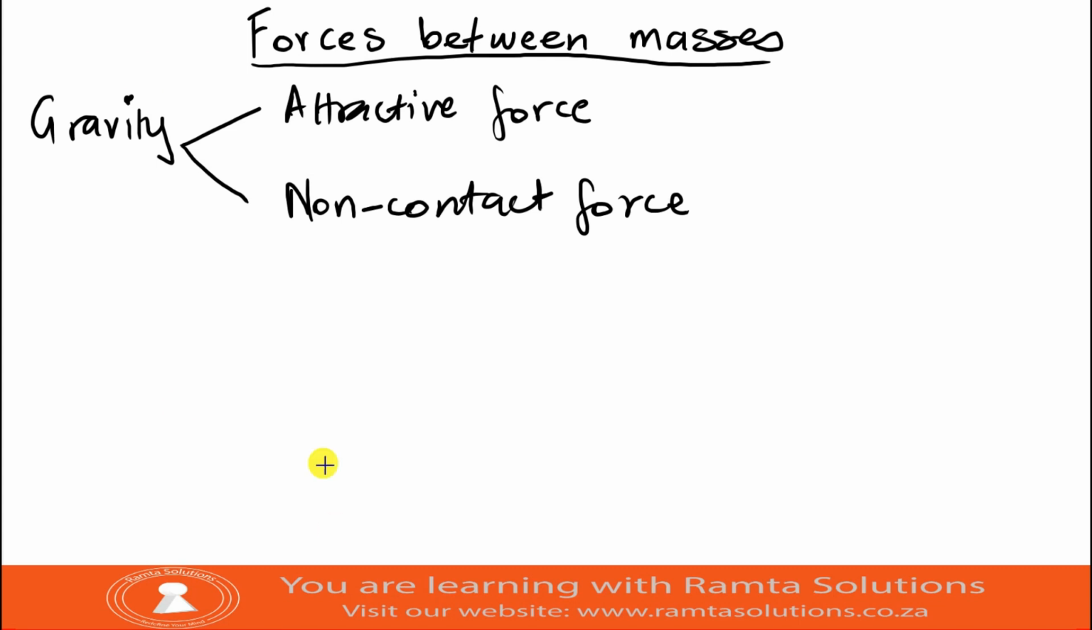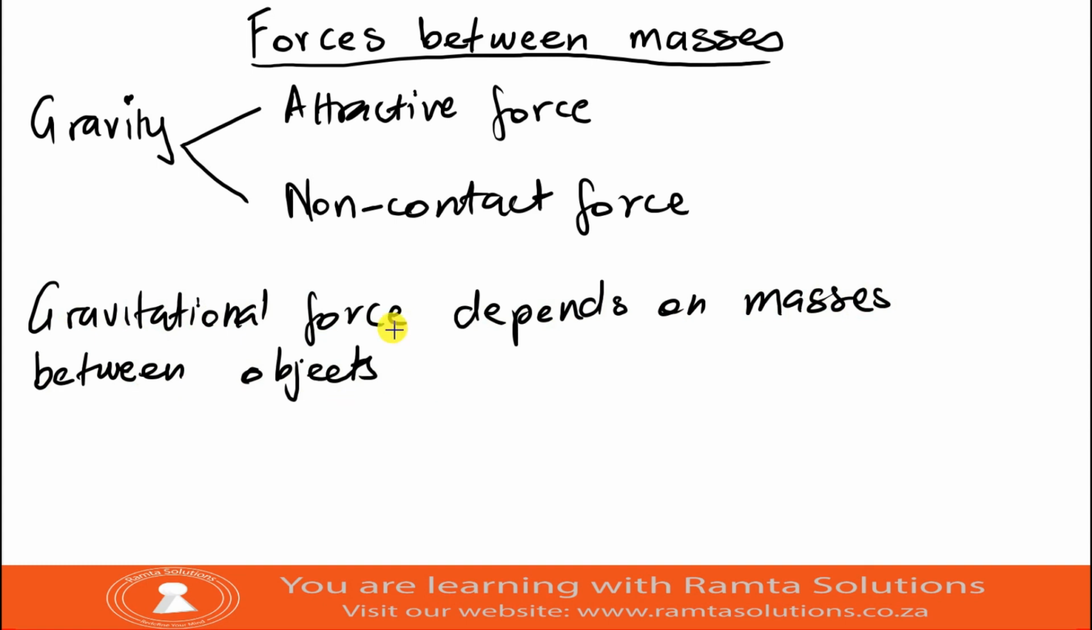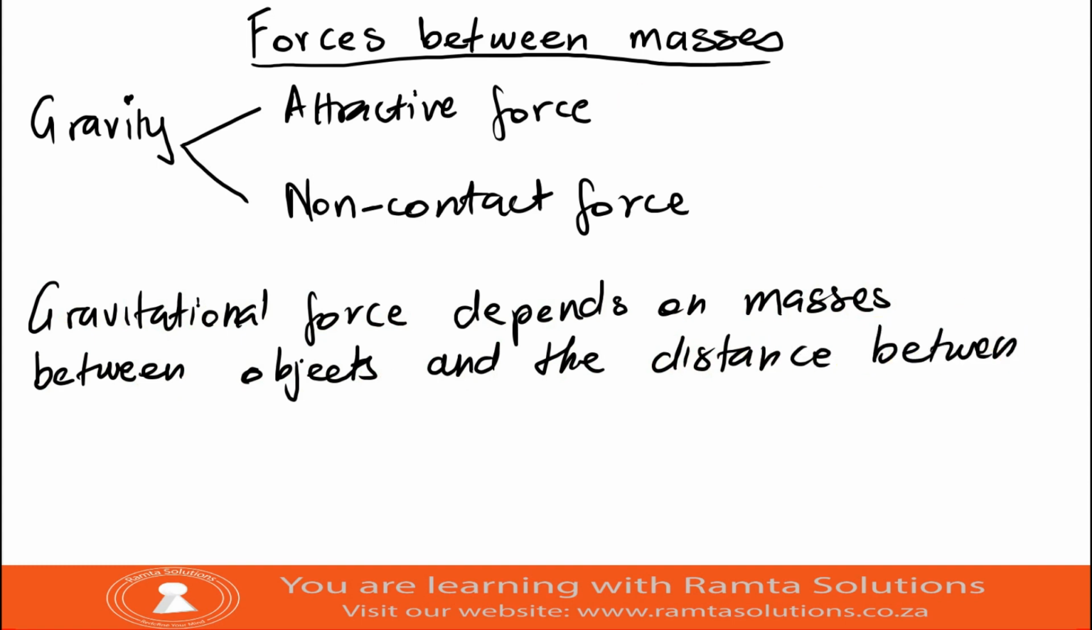Now, there's something about gravity that you should know. I'm going to talk about the gravitational force. Something you should know about the gravitational force is that it depends on the masses of the objects, and not just that, it also depends on the distance between them. Gravitational force depends on the masses of objects and the distance between them.